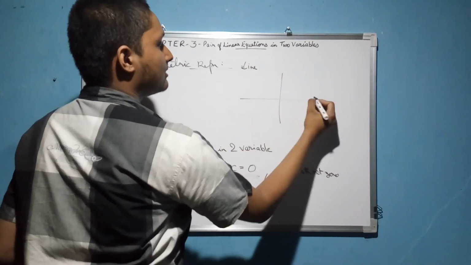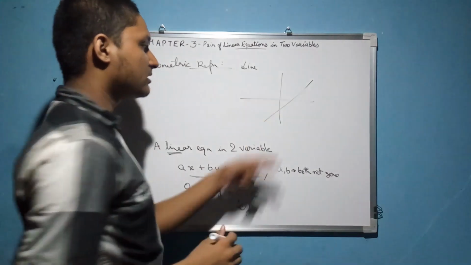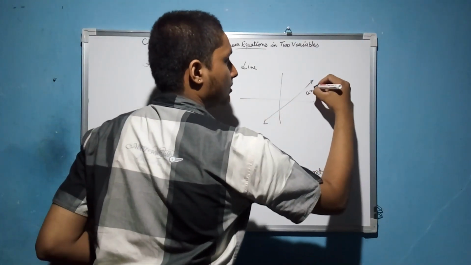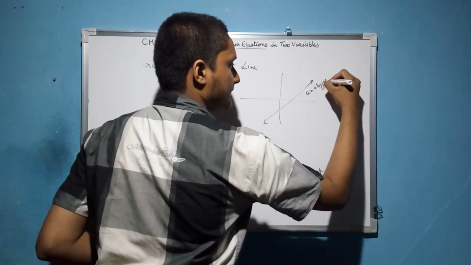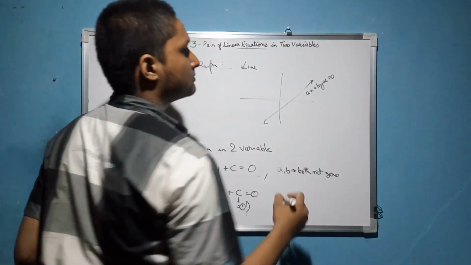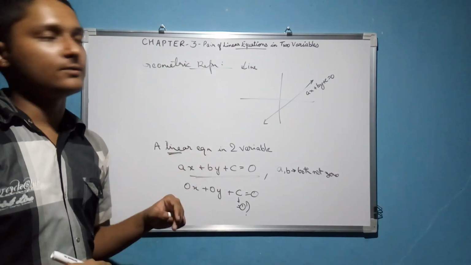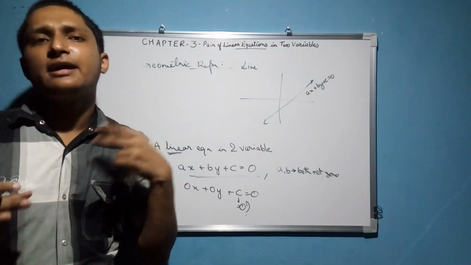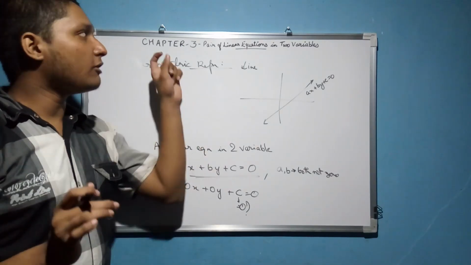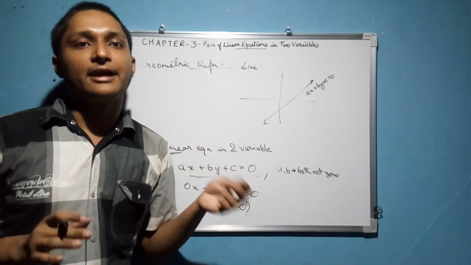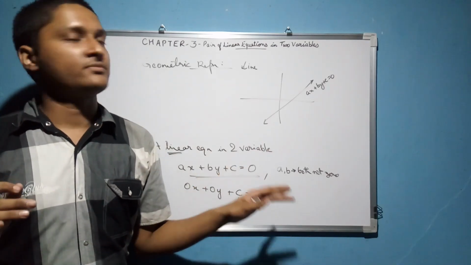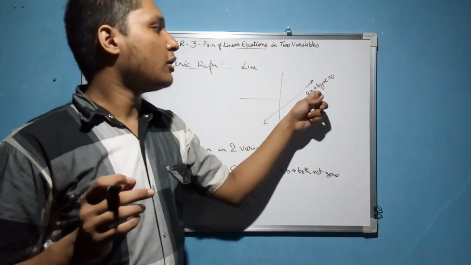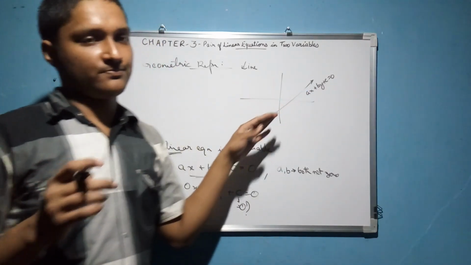So maybe I'll draw a rough graph. This is one of the lines that has ax plus by plus c is equal to 0. This is the general form of that equation. So how do you find the solution? The main thing of this chapter is that you are asked to find the values of x and y. So you are concentrating on the solutions of the given equation.